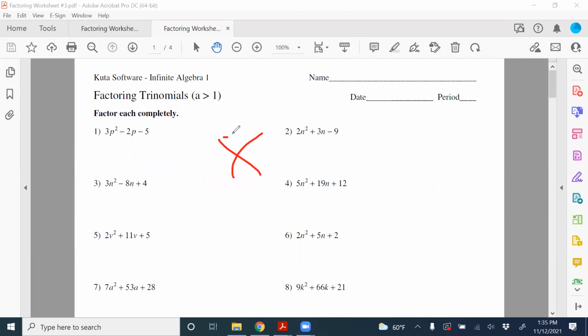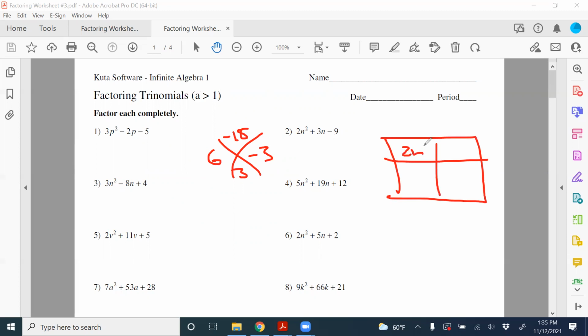So a times c, negative 18. B is 3. That's going to be 6 and negative 3. I think we've seen that before. So then what you do is you make a little box. You put 2n squared, negative 9, 6n, and negative 3n. What can you factor along each row? In this case, just an n and a 3, a 2n and a negative 3. n plus 3, 2n minus 3. Easy peasy. That's all you do.